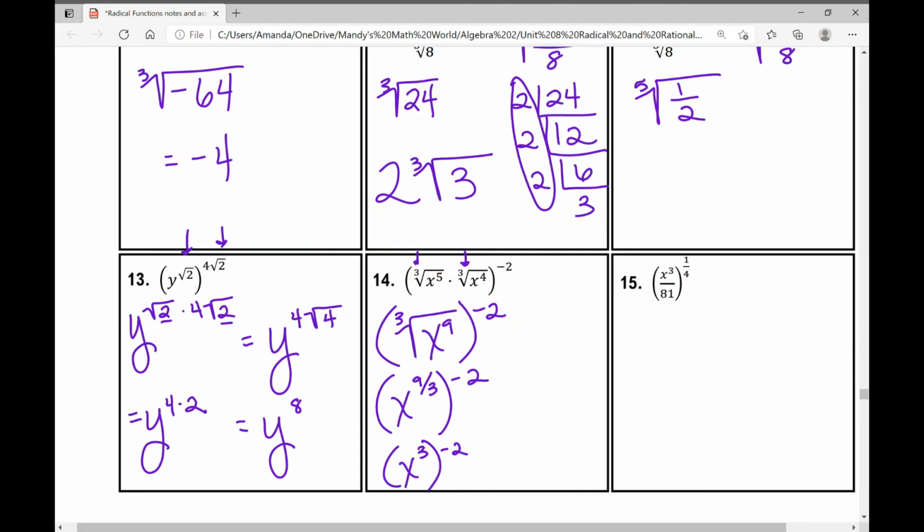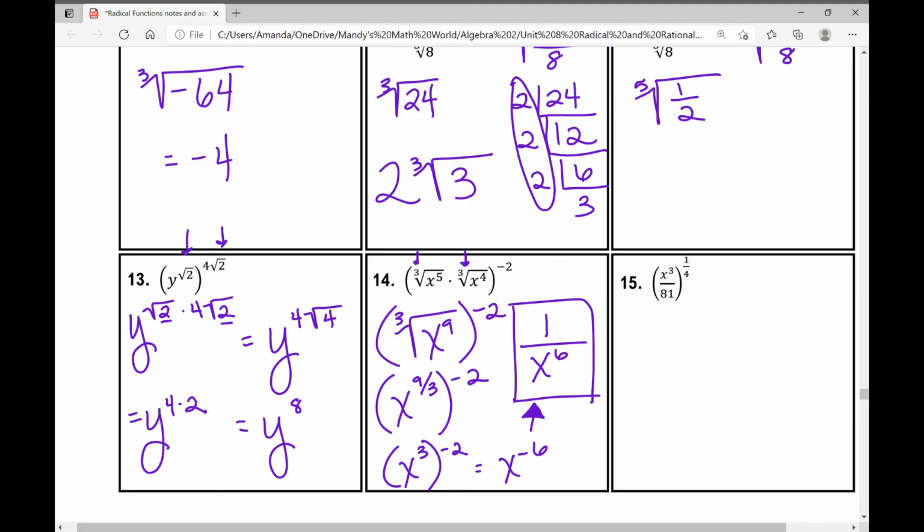So now what do we do? Well, I can distribute that -2. I can multiply it. That is x to the power of -6. And then how would I rewrite this using positive exponents? So negative exponents, that's a rule that we did not really go over. But x to the power of -6 implies division, basically. So x to the power of -6 I can rewrite as taking the reciprocal, 1 over x to the power of +6. And that's how I would write that answer.